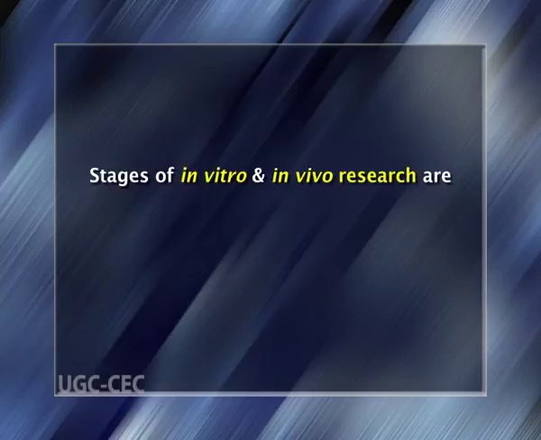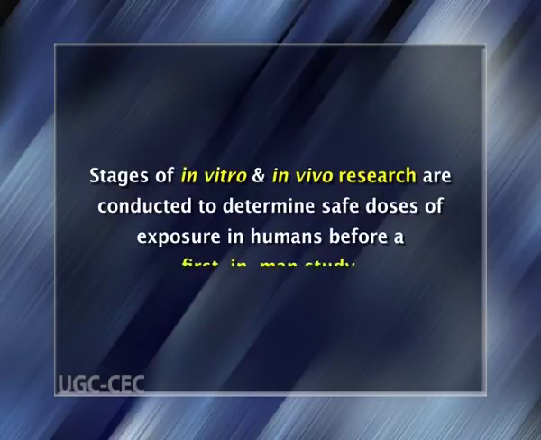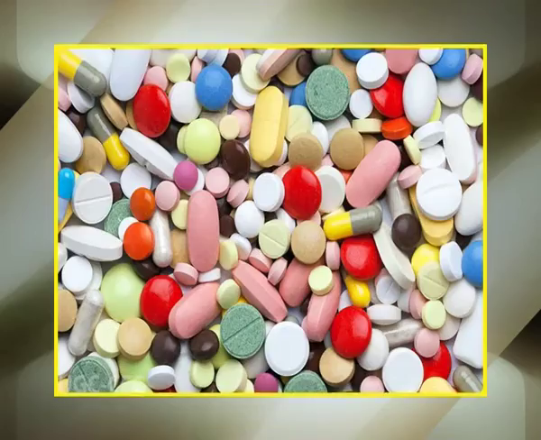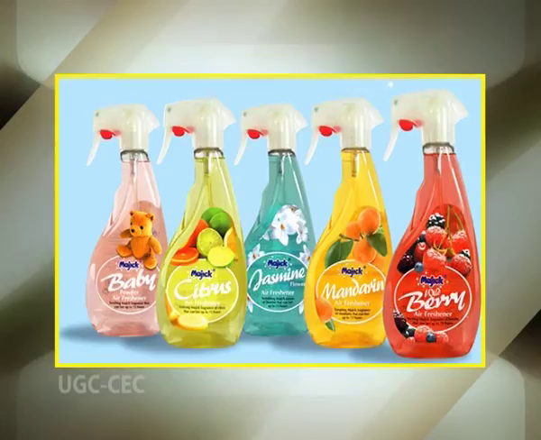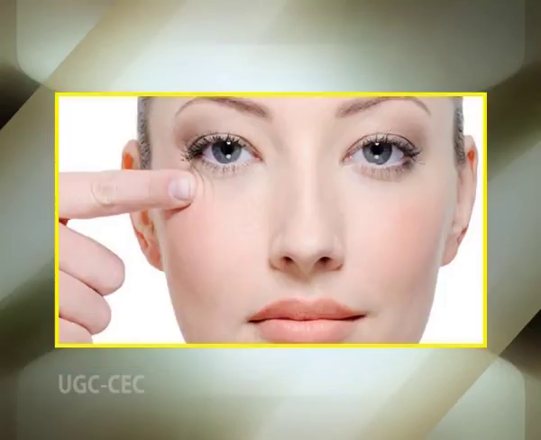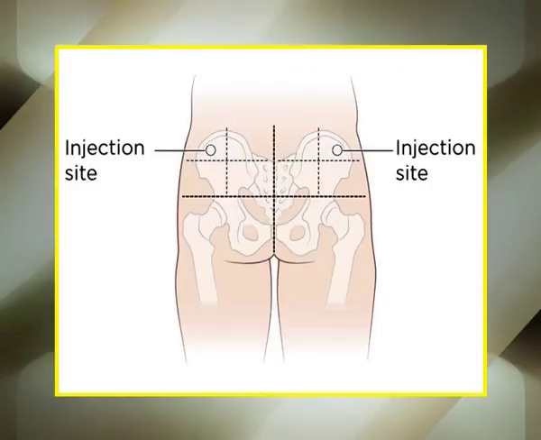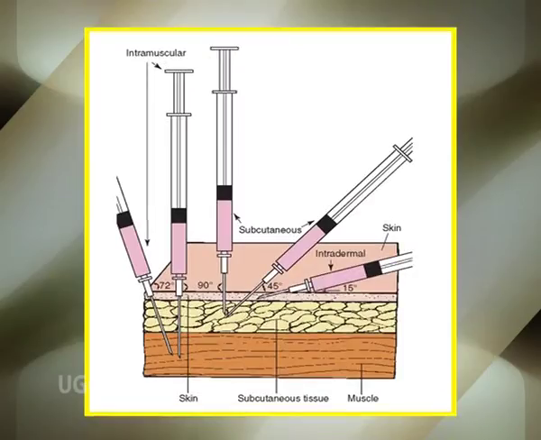Stages of in vitro and in vivo research are conducted to determine safe doses of exposure in humans before a first-in-man study. Toxicology testing may be conducted by the pharmaceutical industry, biotechnology companies or contract research organizations. Toxicity tests examine finished products such as pesticides, medications, food additives such as artificial sweeteners, packing materials and air freshener or their chemical ingredients.